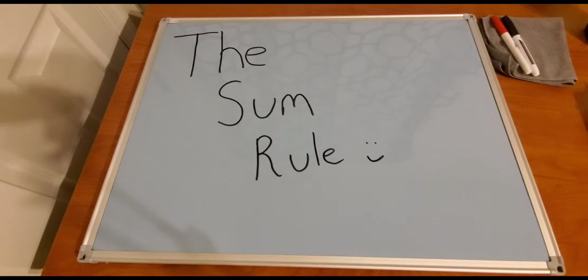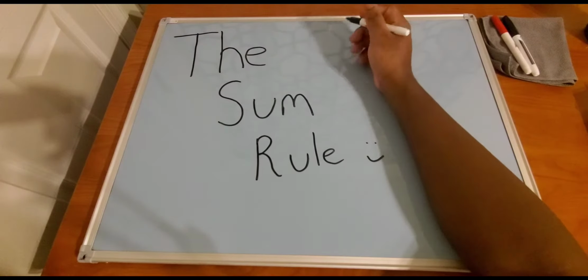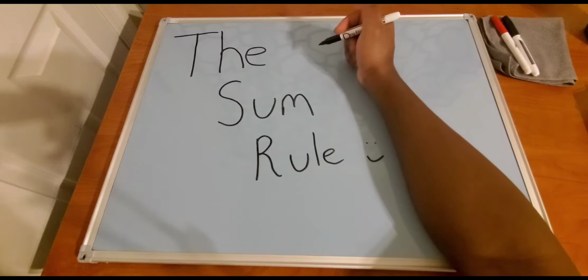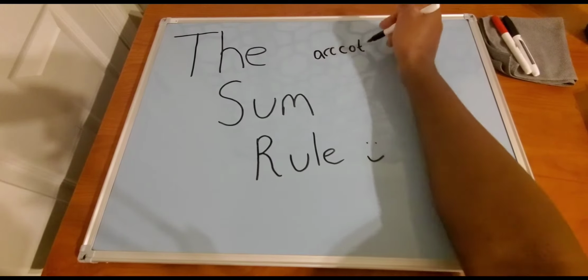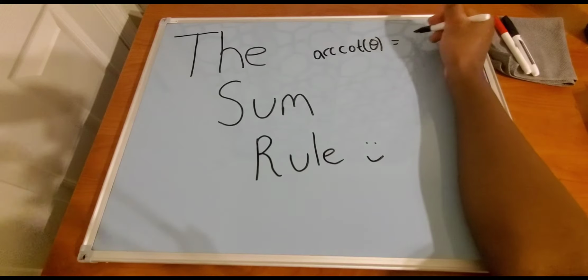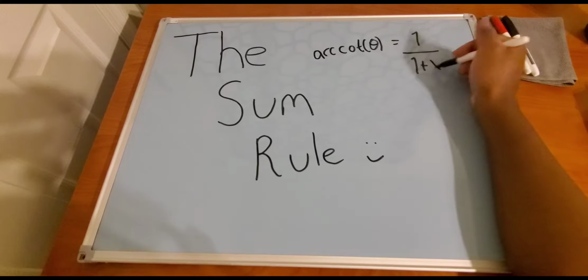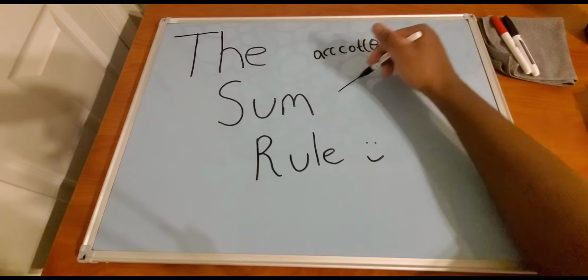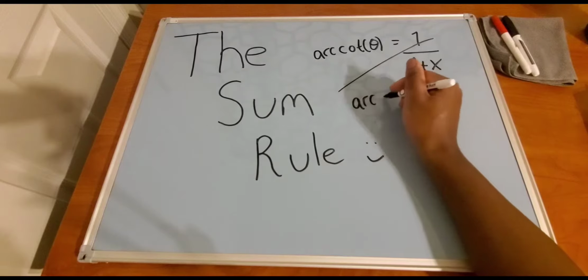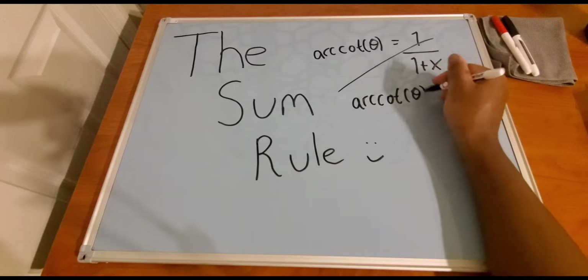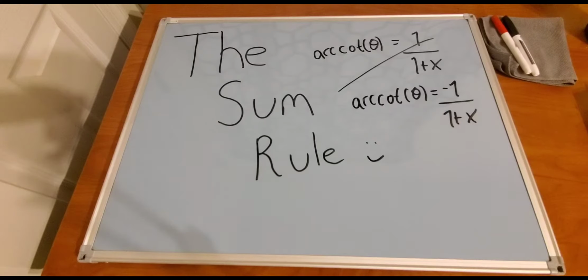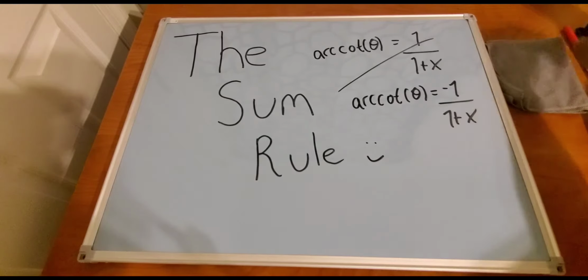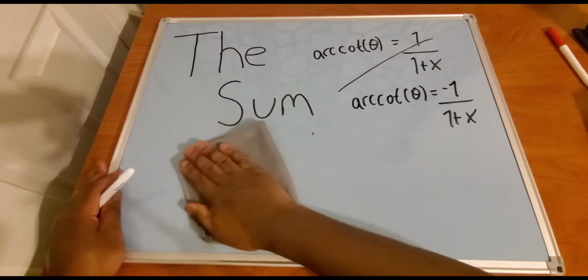There is one mistake I made in the difference rule video, and since these are basically brother videos, I'm going to go over that right now. Very little mistake at the end, but it is important. The derivative of the arc cotangent of theta I said was equal to 1 over 1 plus x. Not exactly. The derivative of the arc cotangent of theta is equal to negative 1 over 1 plus x. So, little bitty mistake. Part of being human. With that in mind, I'm going to go ahead and get started with the sum rule.